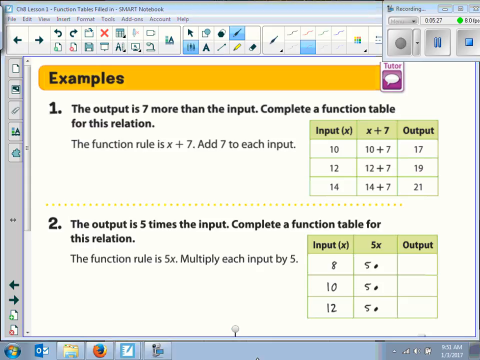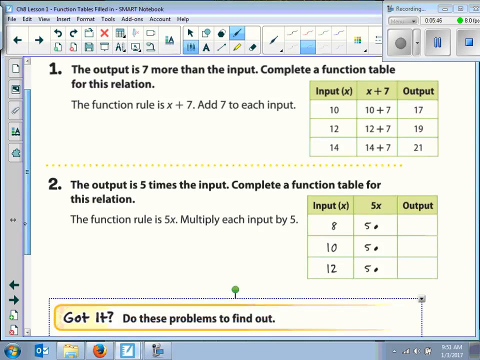So is that clear? All you're doing is substituting and simplifying, right? So 12 goes in, 12 plus 7 is 19, and then 14 goes in, and then we add 7 to it, and we end up with 21. So is that clear? All right.